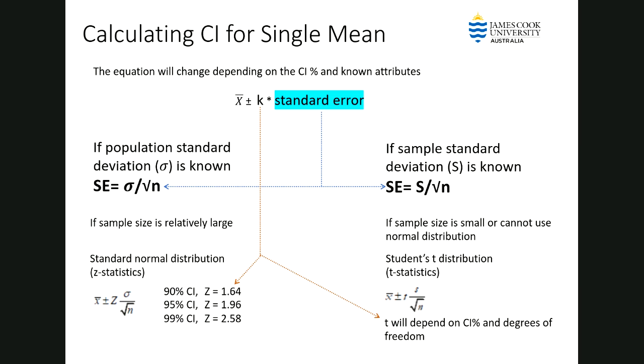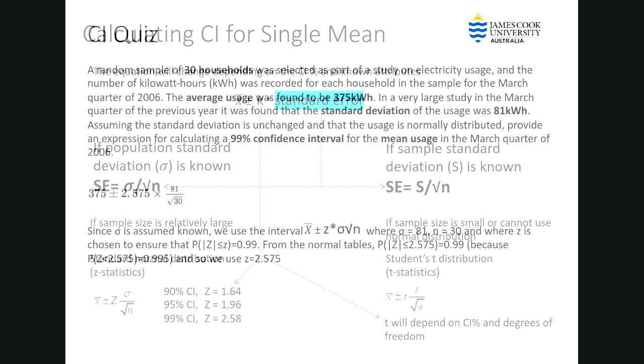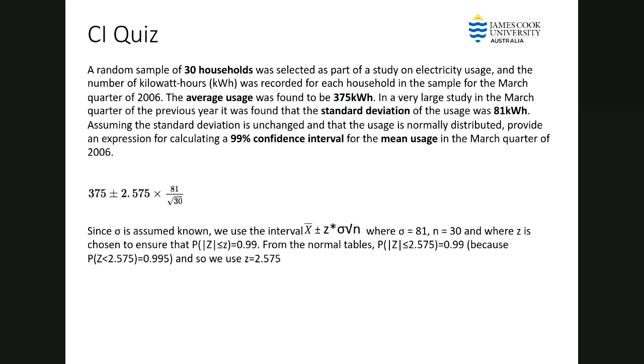The equation for the standard error is our standard deviation divided by the square root of the number of observations, our sample size. X bar is our observed sample mean, and plus or minus gives us the range. As an example, a random sample of 30 households was selected as part of a study of electricity use, and the number of kilowatt hours was recorded for each household in the sample for the March quarter of 2006.